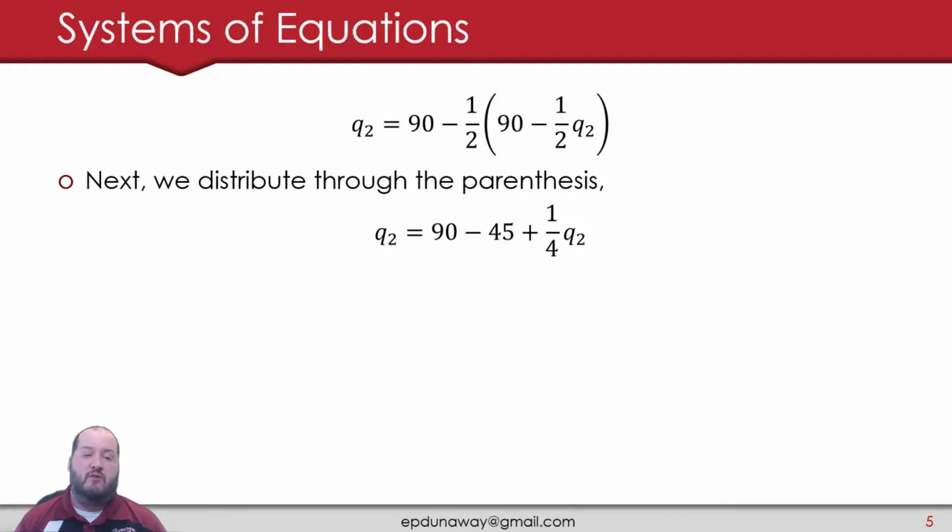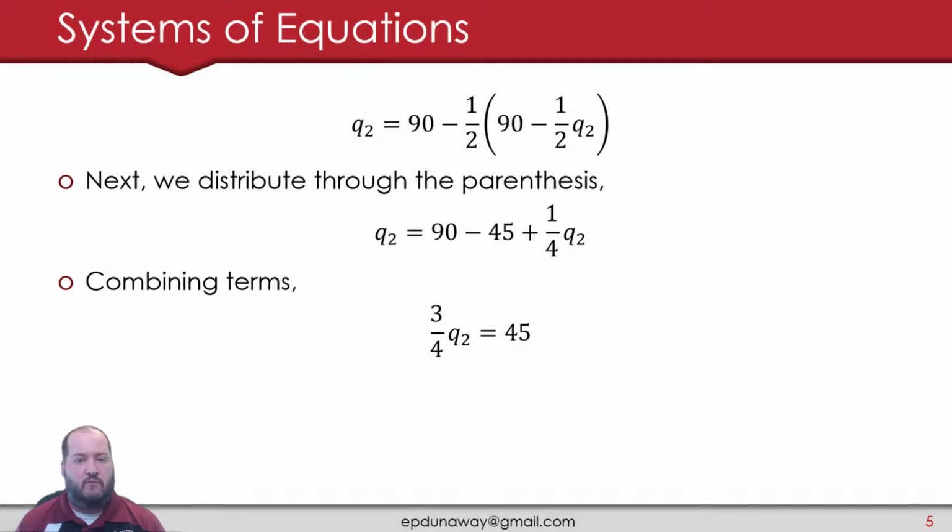Don't forget that we're distributing negative 1/2 to those parentheses, so we have to carry the negative in there with us as well. So that negative times a negative equals a positive in this case. From there, the next step, I would just organize terms. So I want to combine everything with a q2 on one side of the equation and everything without a q2 on the other side. So in this sense, I'm going to subtract 1/4 q2 from both sides to get the 3/4 q2 on the left side, and then I'm going to combine 90 minus 45 to get 45.